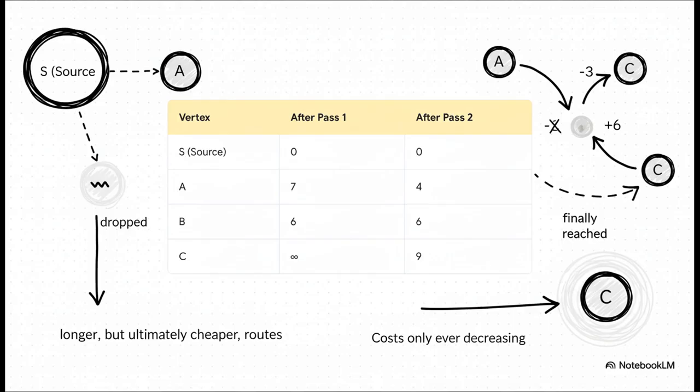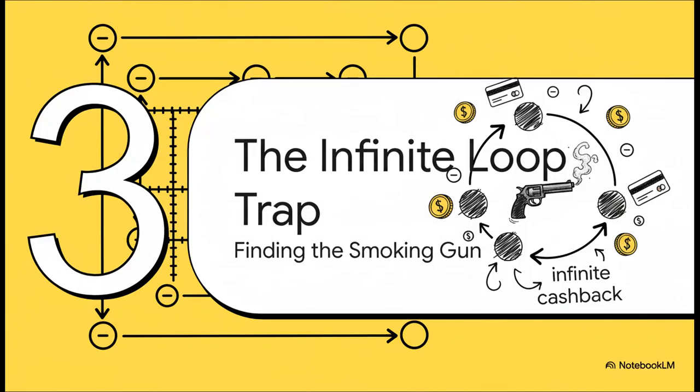The cost to reach A actually dropped from 7 down to 4 because we found a clever shortcut through another location. And we finally found a path to C. This whole process just continues, with the costs only ever going down as the algorithm relentlessly sniffs out these longer but ultimately cheaper routes. But Bellman-Ford has one more incredible, absolutely critical trick up its sleeve.